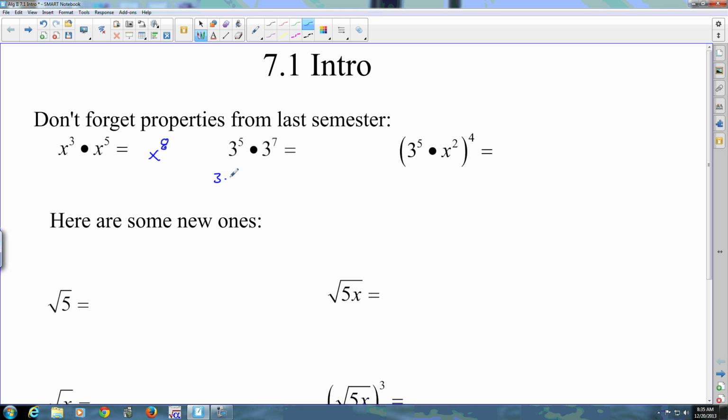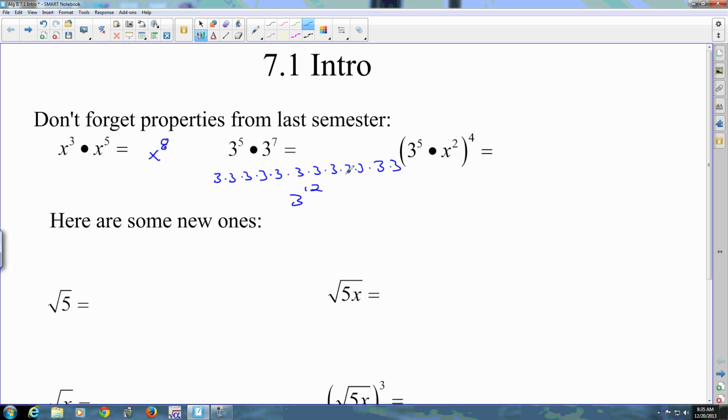It's saying 3 times 3 times 3 times 3 times 3, and then 7 threes, 1, 2, 3, 4, 5, 6, 7. Okay, I'm counting and not writing. All right, so let me put 2 more on there. 3 times 3. How many 3's are there? It's 3 to the 12th.